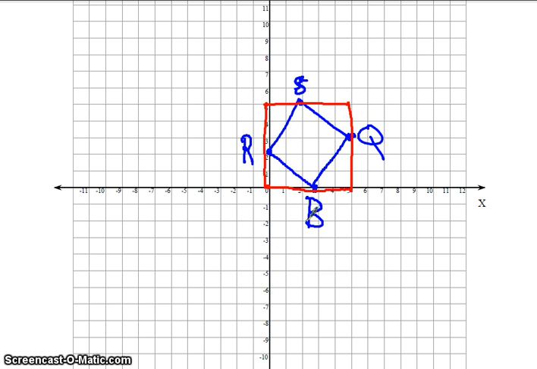Okay, how big is the red square? Well, how big is it? What's the area? 5 by 5, 25. So that one's 25 square units, right? The red one is 25 square units.